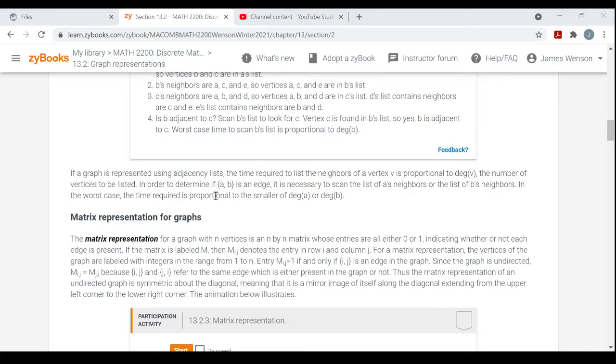So in the worst case, the time required is proportional to the smaller of the degree of A or the degree of B. This would definitely cut down computation time if you were asking a computer to search and determine whether or not two vertices were adjacent. It would just go to one of those vertices and look down the list instead of looking at every single edge.